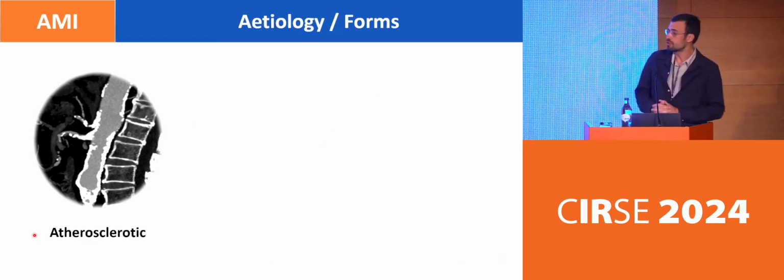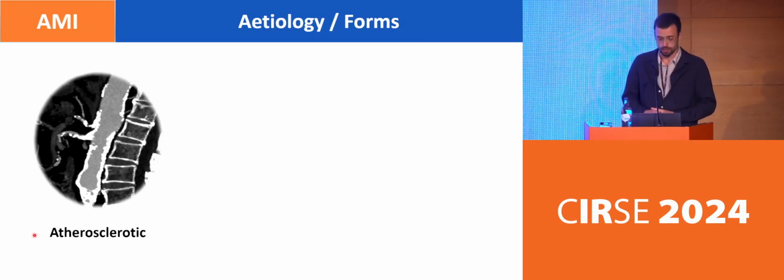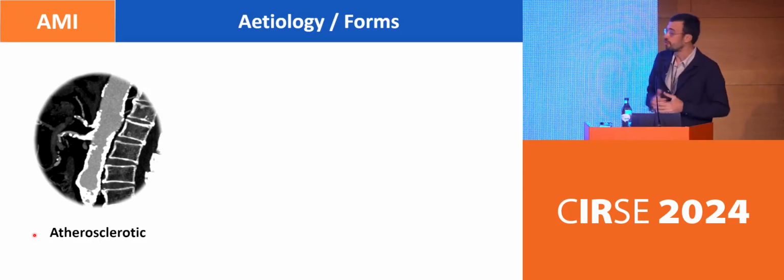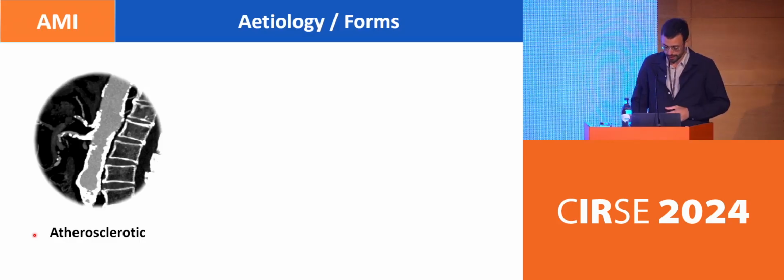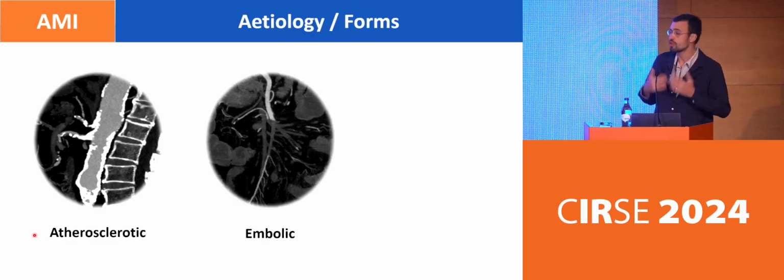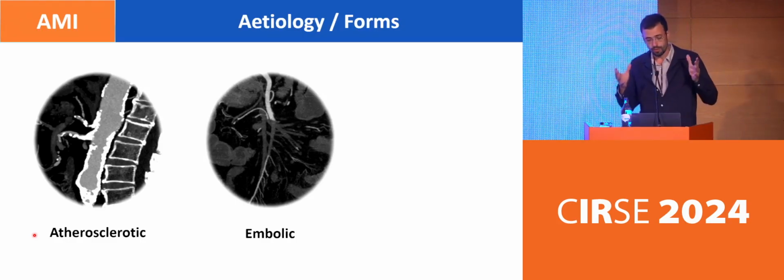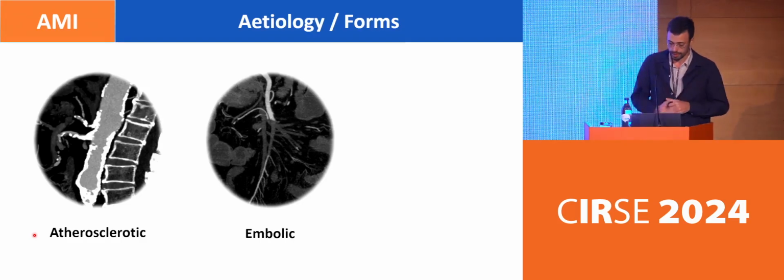So before we dive into the revascularization of acute mesenteric ischemia, we have to separate this disease into three forms. The first one, the atherosclerotic one, where we have calcified or non-calcified atheroma plaques. The second one, which is the embolic type, where you have a clot lodged into the superior mesenteric artery.